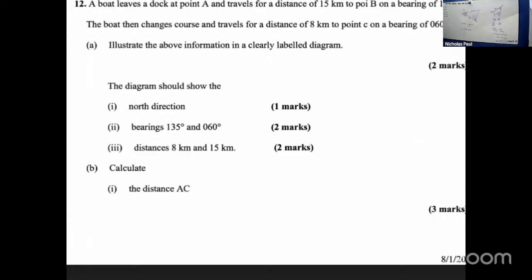If a boat leaves its dock at A and travels a distance of 15 to a point B on a bearing of 135. The boat then changes course on a bearing of 60. All I want is the diagram. And point B, and travel the distance.